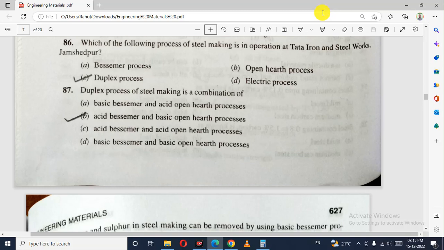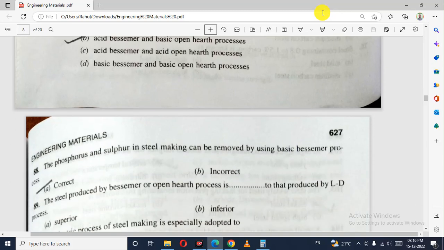Which of the following processes of steel making is in operation at Tata Steel and Steel Works in Jamshedpur? Duplex process. The duplex process of steel making is a combination of acid Bessemer and basic open hearth process. The phosphorus and sulfur in steel making can be removed by the basic Bessemer process. Correct.